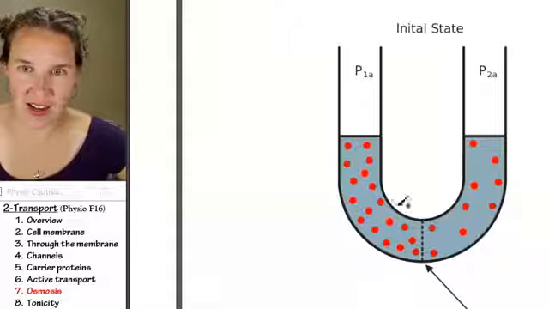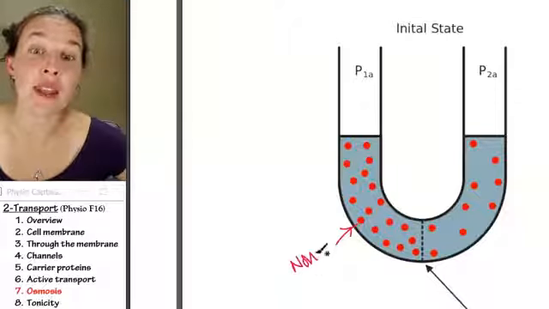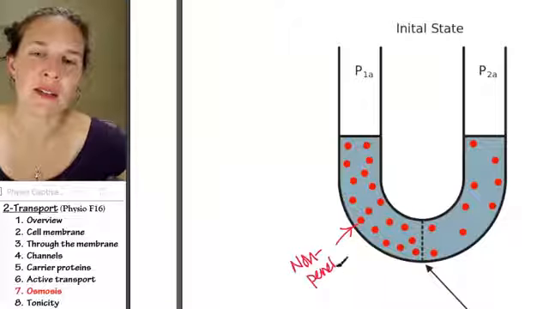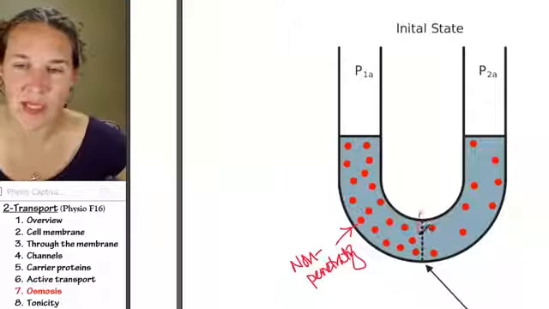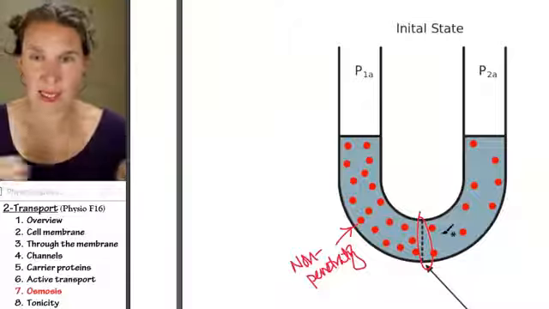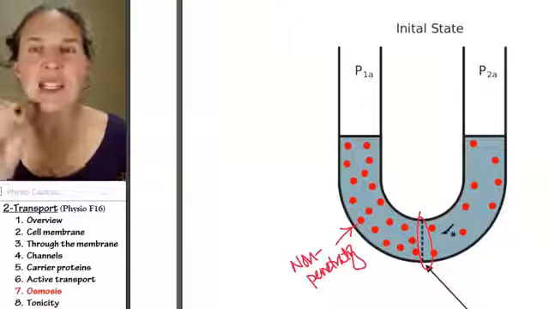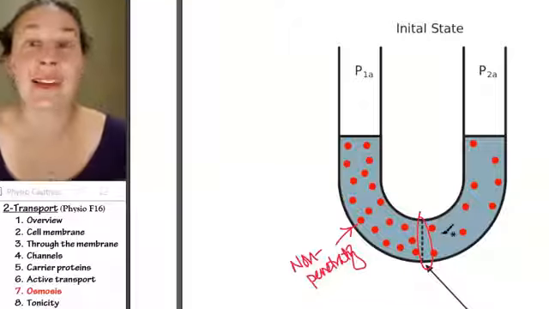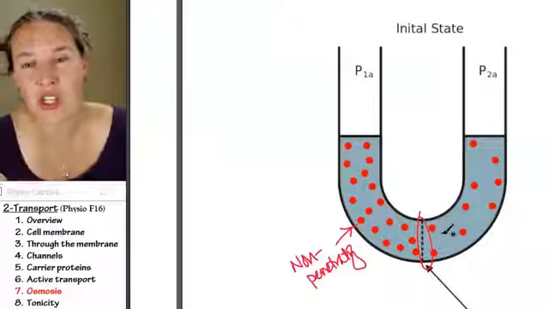Here's the scenario. These guys are now non-penetrating. What does that mean? It means they can't pass through this semi-permeable membrane. See this thing right here? Looks just like it did on the other side, right? It's a semi-permeable membrane. Some stuff can go through and some stuff can't. I'm telling you right now, these red particles, you're not getting through. So those red particles are non-penetrating.